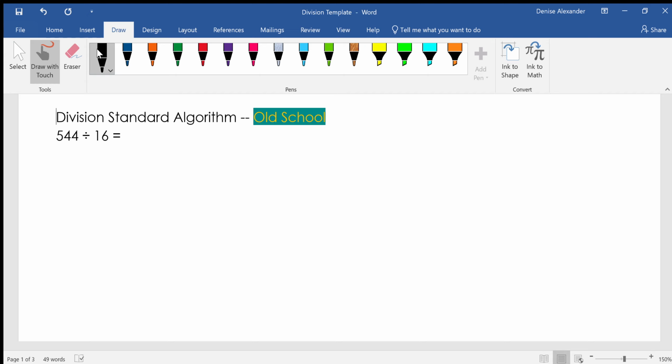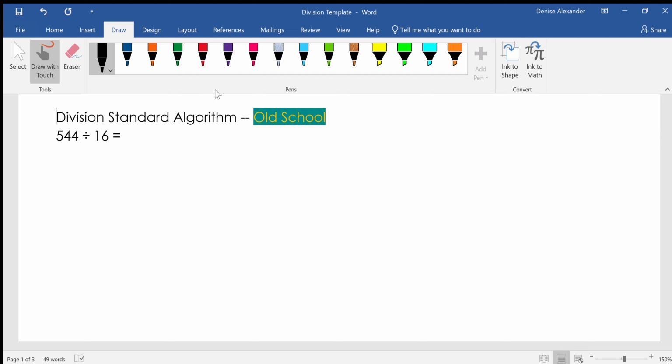We are working with division, and I'm going to show you two strategies you can do. One strategy I'm calling the division standard algorithm, which is also known to me as old school. This is the way I was taught how to do division. And then I will show you the way that we're calling a modified division standard algorithm by using repeated addition. So let's start off with the one we call old school.